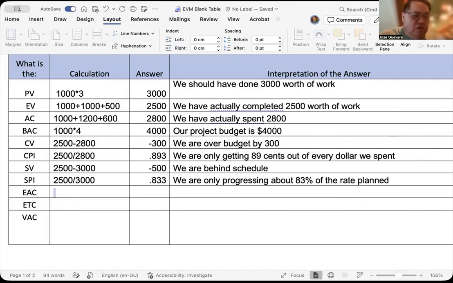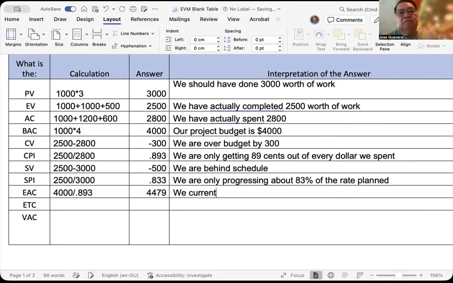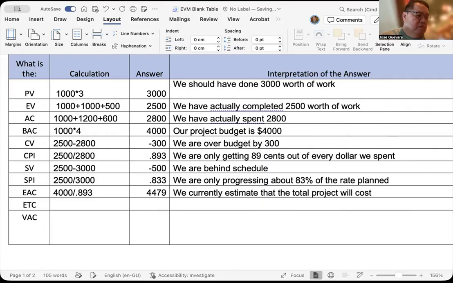Estimate at completion, if we're going to use the default formula, which is BAC 4,000 divided by the current CPI, which is 0.893, will give us an answer of 4,479. So we currently estimate that the total project will cost 4,479.